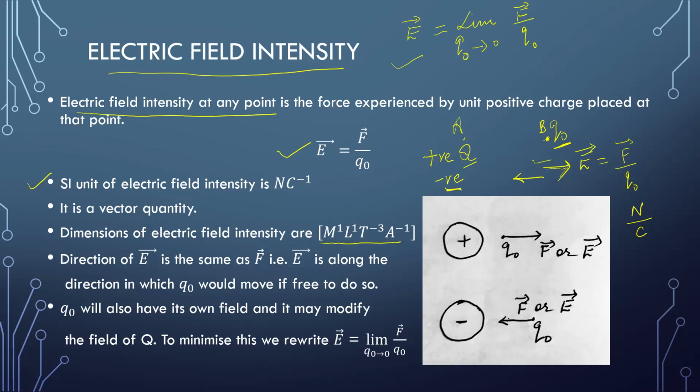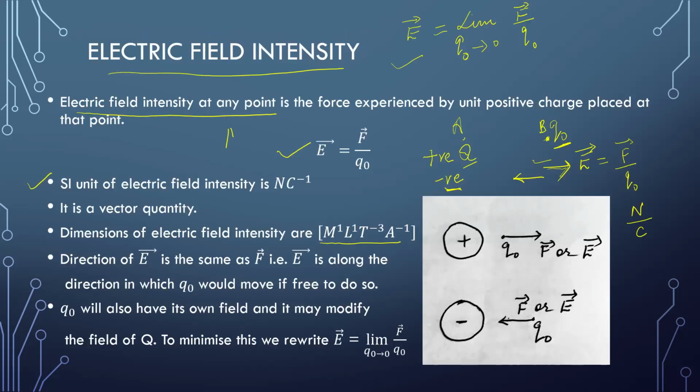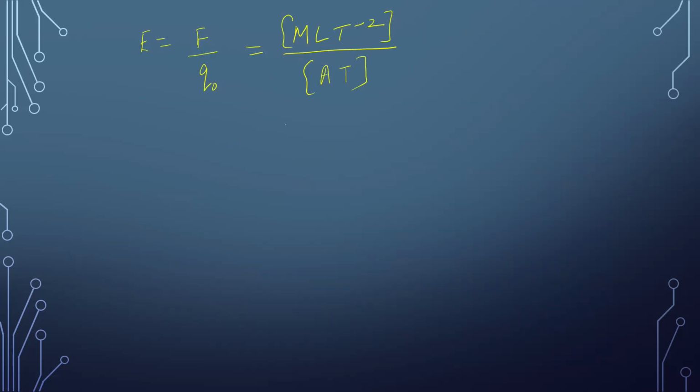Okay, so now I'll just show you how we get the dimensions of electric field intensity. Here you can see that E is equal to F upon Q naught, right? F is the force and Q is the charge. Earlier I have already told you force is nothing but MLT to the power minus 2, upon what is Q? Charge. And charge can be written as A into T. So what do we get as the dimensions of electric field?